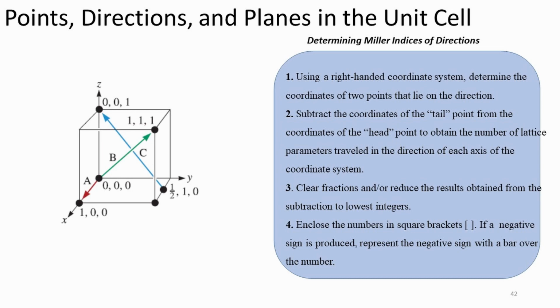Clear fractions and/or reduce the result obtained from subtraction to lowest integers. Enclose the numbers in square brackets. If a negative sign is produced, represent the negative sign with a bar over the number.